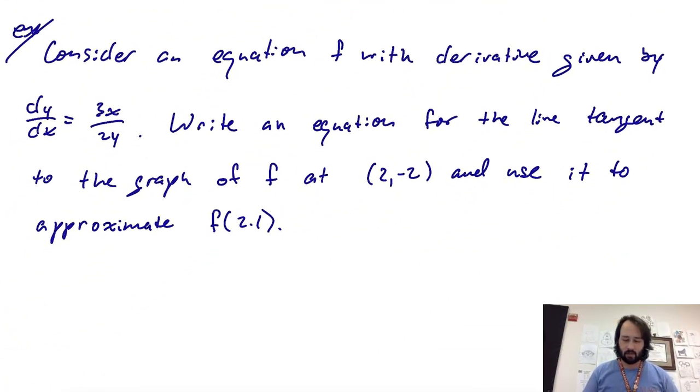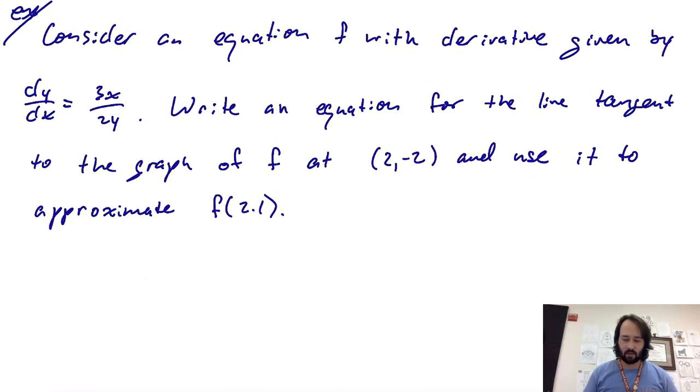This is something that I believe they gave on the AP test on a free response question. But consider an equation f with a derivative given by this. So that's my dy dx, my change in y over the change in the x. That's my slope. Write an equation for the line tangent to the graph of f at 2, -2. So I'm kind of given the point, given the slope. And use it to approximate f of 2.1.